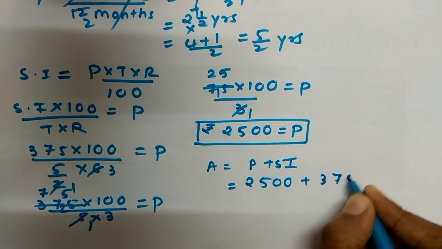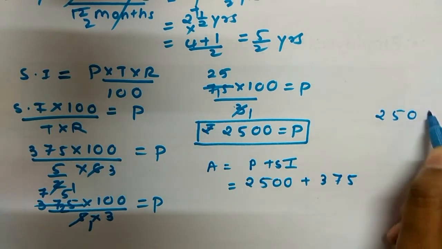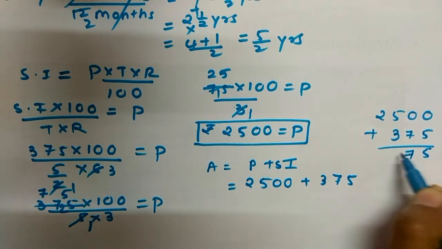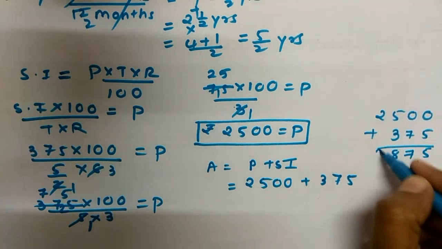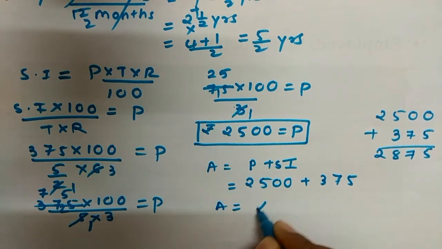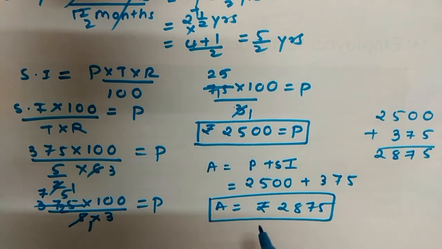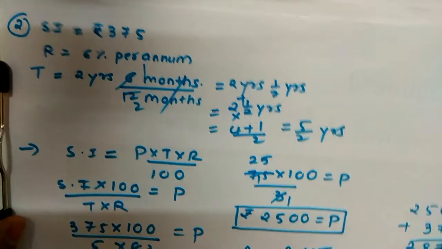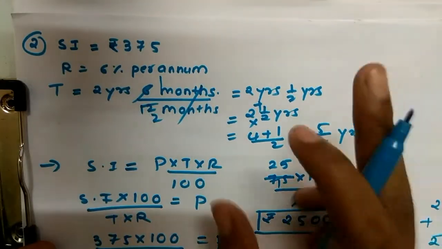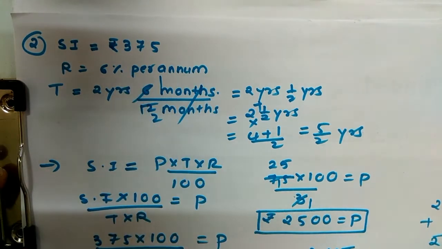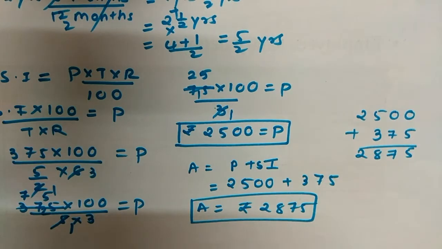375. So 2500 plus 375: 5, 7, 8 and here 2. So this is the final amount you are getting. So I'll tell you the meaning also. This is the final amount you are getting if you are keeping 2500 in the bank for 2.5 years at the rate of interest 6%.